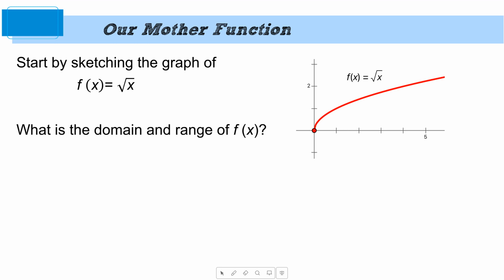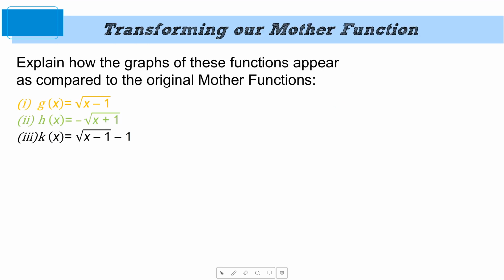Good. So again, hopefully if you get the transformations under control, the domain and range issue becomes pretty simple and straightforward because you just look at the picture. So let's suppose we took that mother function of the square root of x and I said to you, what would the graph of the square root of x minus 1 look like?